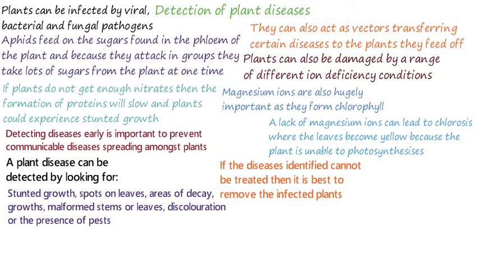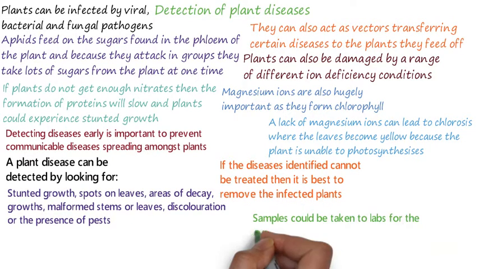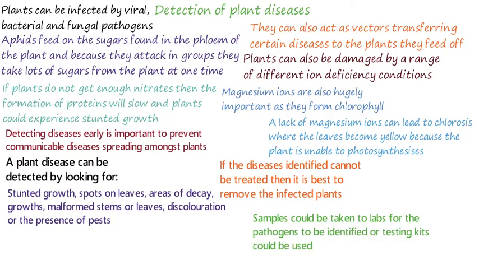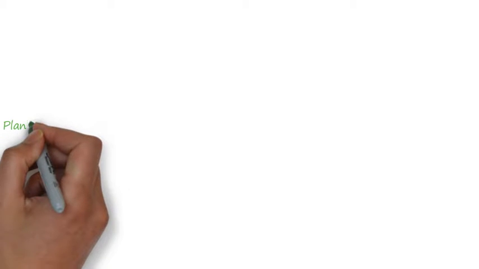If the diseases identified cannot be treated, then it is best to remove the infected plants. The symptoms displayed by the plant can be noted and compared with online manuals to identify the specific disease. If this doesn't work, then the samples could be taken to labs for the pathogens to be identified, or testing kits which use monoclonal antibodies could be used.